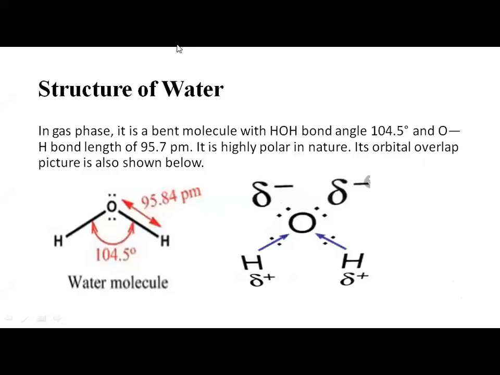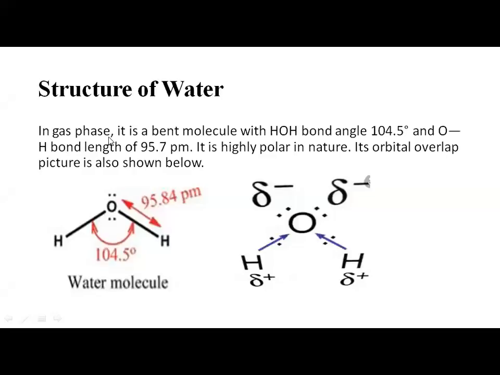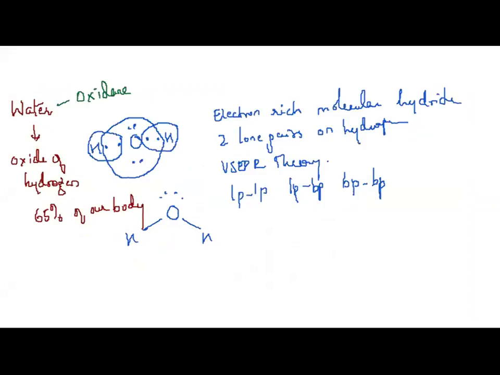Structure of water. Yes. In gas phase, it is a bent molecule with HOH bond angle 104.5 degrees and OH bond length of 95.7 picometers. It is highly polar in nature. Its orbital picture is also shown below. See, when we speak about the structure of water, we have seen here, it is formed by covalent bonding. Correct?